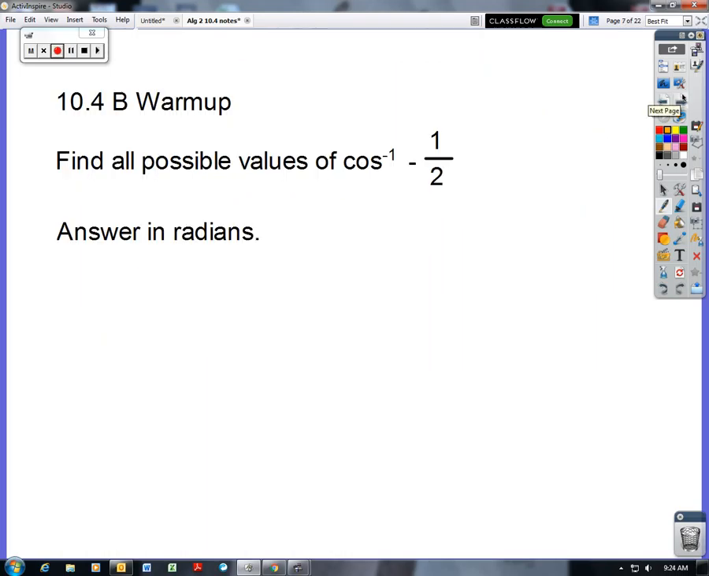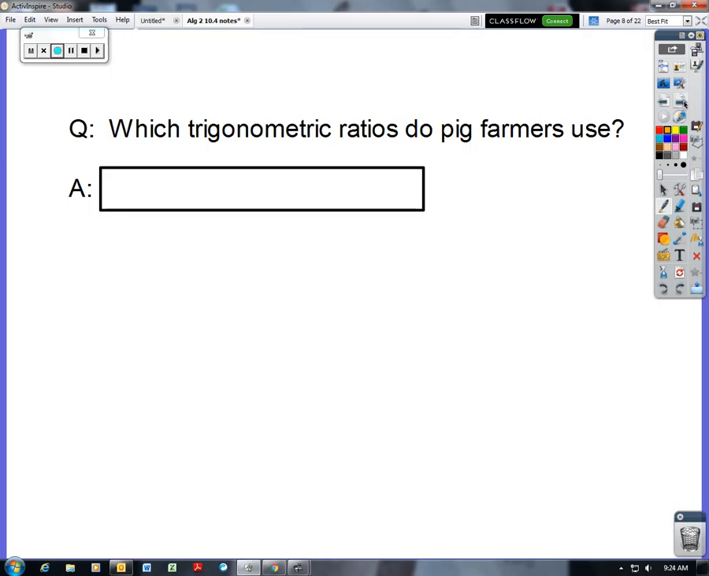Oh. Okay, so apparently this is going to be a warm-up. Find all possible values of arc cosine of negative 1/2. Well, I guess I'll skip it then if we want to use that as a warm-up.